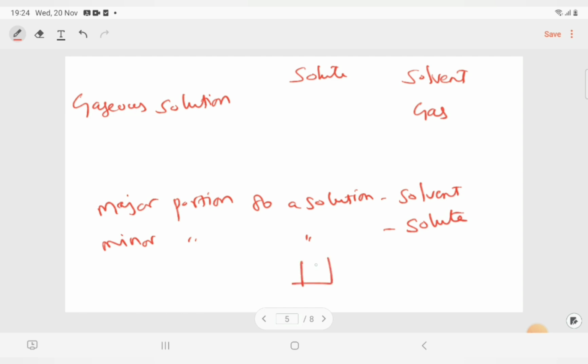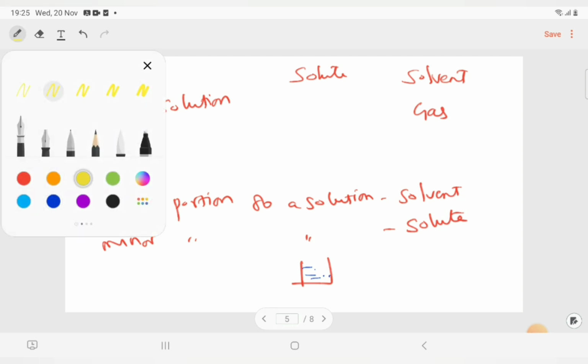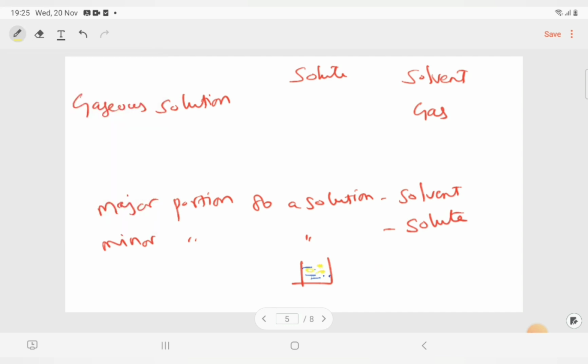Say you have taken water and you have added some salt. In this case, water is the largest portion, the major portion, and the sodium chloride, the salt, is the minor portion. That is why sodium chloride becomes the solute and water becomes the solvent, right? So this is a basic idea you should keep in your mind, because there will be examples given to you during the board exams or in the NEET exams also.